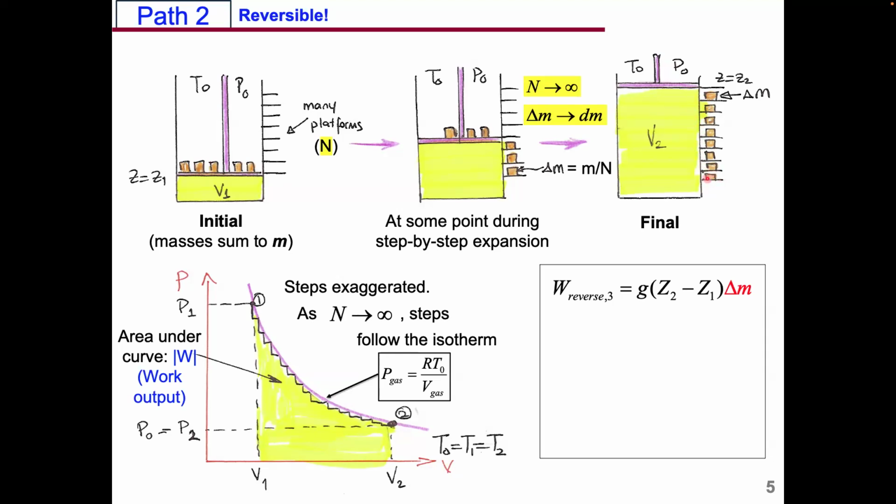So the only step that is making work is lifting this tiny mass from Z1 to Z2, and this tiny mass is equal to delta M. Delta M is the original M divided by N, right? So as N goes to infinity, your delta M goes to infinitely small numbers, and then your delta W reverse is going to be vanishingly small, or you can say this work is negligible. So you can reverse this process by doing negligible work.